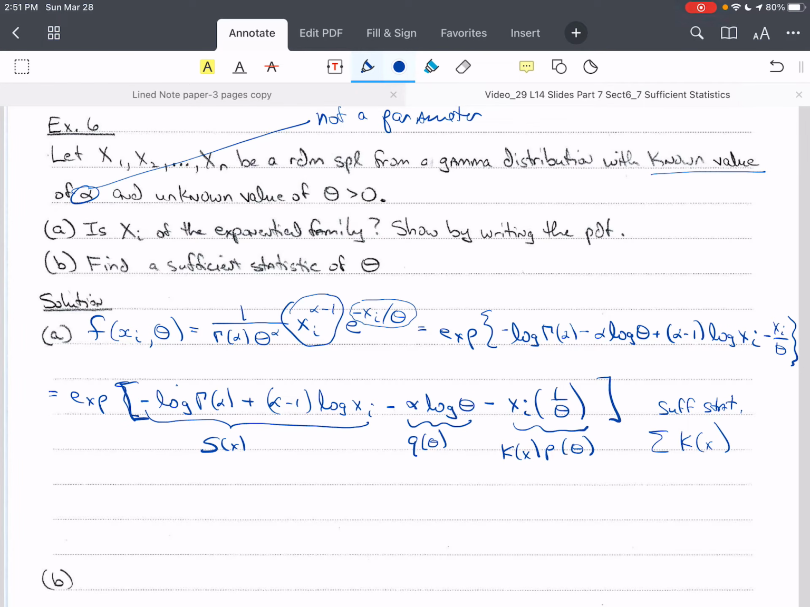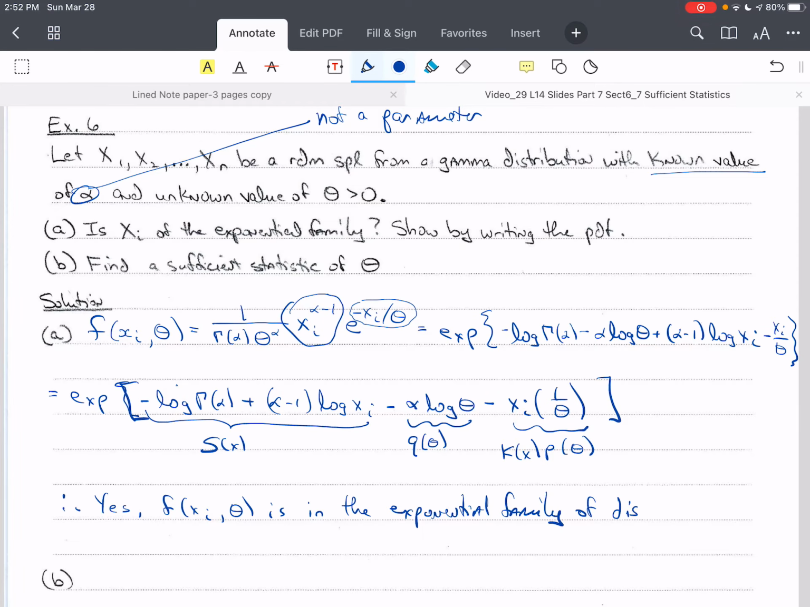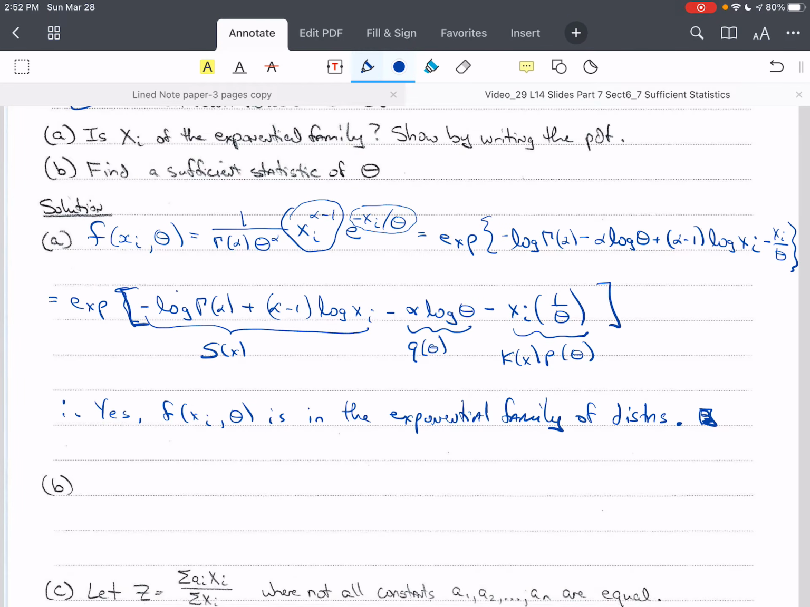So we just want to know, is it an exponential family? And the answer is, therefore, yes. f of x sub i theta is in the exponential family of distributions. Okay, by the theorem.